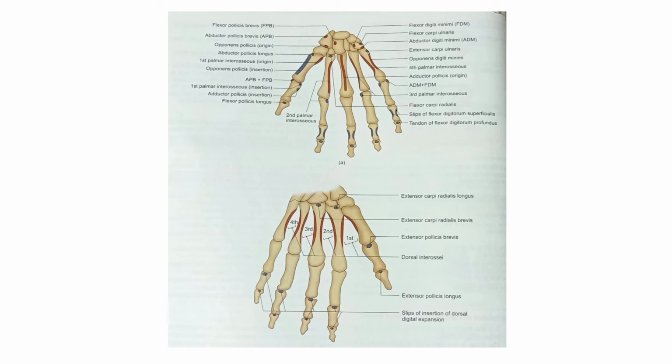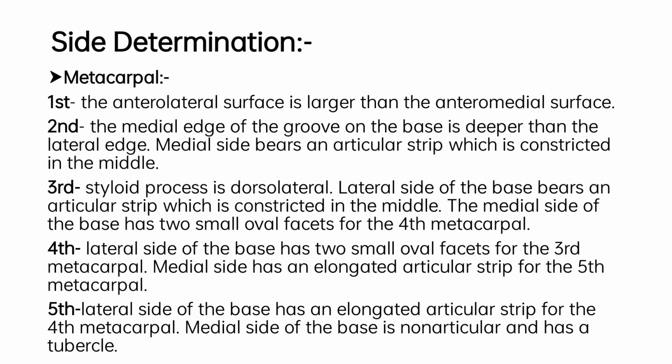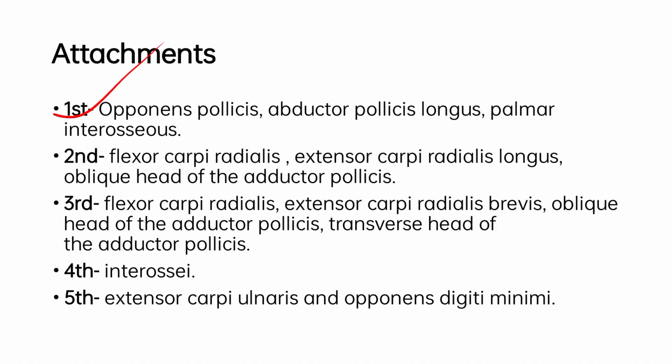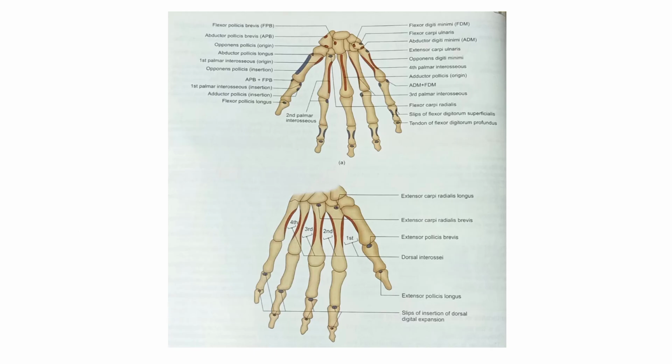Now the third metacarpal, as we saw here. We saw the first metacarpal has opponens pollicis, abductor pollicis longus, palmar interosseous. The second has flexor carpi radialis, extensor carpi radialis longus, oblique head of the adductor pollicis. Now moving further to the third. Now third, a slip from the flexor carpi radialis is inserted on the palmar surface of the base.